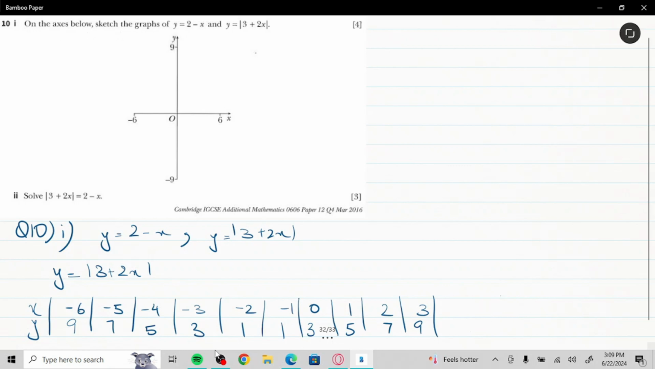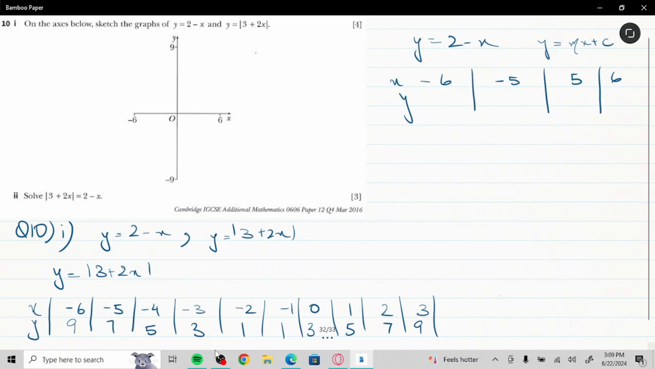And for the second equation, we have y is equal to 2 minus x, and this follows the format y is equal to mx plus c. As this is a straight line, we are going to take a limited amount of values, around 2 to 3 values: negative 6, negative 5, and then 5 and 6. Those are more than enough to make a straight line.